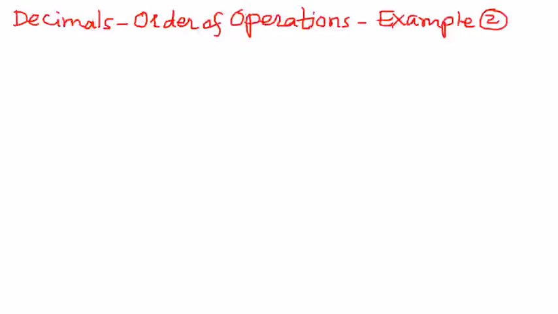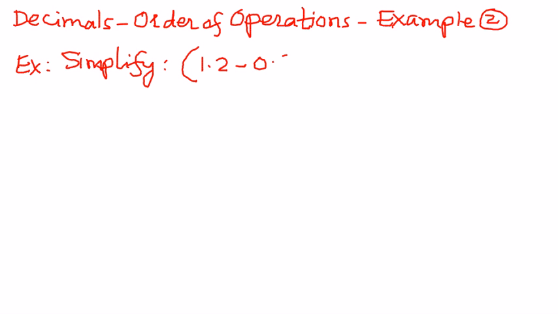Welcome to my presentation. In this presentation, let us look at how to use the order of operation to simplify decimal equations. So let us take a simple example here. In this example, we want to simplify this equation: open parenthesis 1.2 minus 0.8 close parenthesis raised to the power of 2 plus 1.5 times 6. So that is what we have.